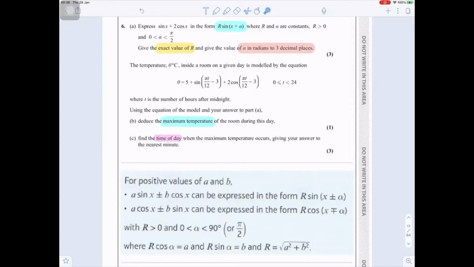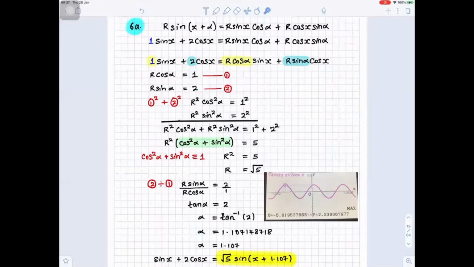So a sine x plus or minus b cos x can be expressed in the form r sine x plus or minus alpha. So we're going to use this first one to help us to do question 6. For question 6a, we will write r sine x plus alpha as r sine x cos alpha plus r cos x sine alpha. Now, when we compare 1 sine x plus 2 cos x, we compare it with r sine x cos alpha and r cos x sine alpha.